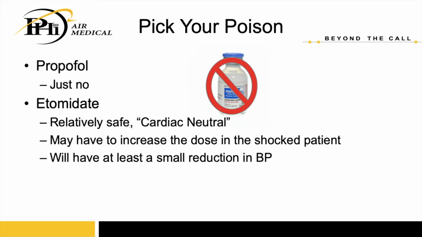Etomidate is something that you may or may not carry on your ship. It is relatively cardiac neutral, but the only problem with etomidate is because it's not this really fast first pass thing like ketamine is, you may have to increase the dose in a shocked patient. So if your patient does have a pretty good shock index, you may have to actually use a larger dose in order to receive the same level of medication to the brain. So you typically will have at least a small reduction in the blood pressure, typically nothing profound.